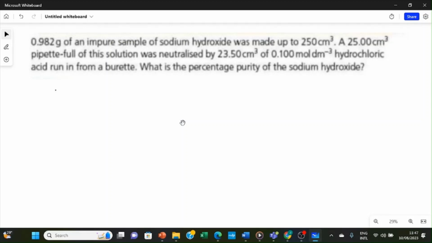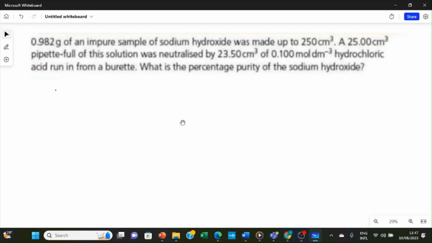So this is a typical example. 0.982 gram of an impure sample of sodium hydroxide. Sodium hydroxide is the base. This question is based on acid-base titration. An impure sample of sodium hydroxide, that means sodium hydroxide contains impurities, was made up to 250 cm³ using a standard flask or volumetric flask. Then a 25 cm³ pipette full of this solution was neutralized by 23.50 cm³ of 0.100 mol/dm³ hydrochloric acid run in from a burette. What is the percentage purity of sodium hydroxide?